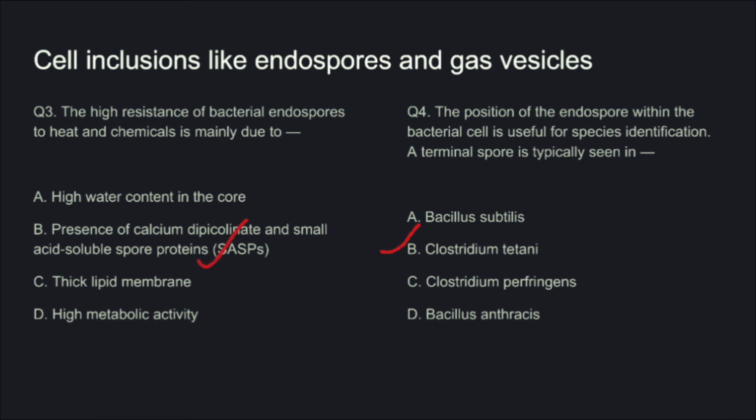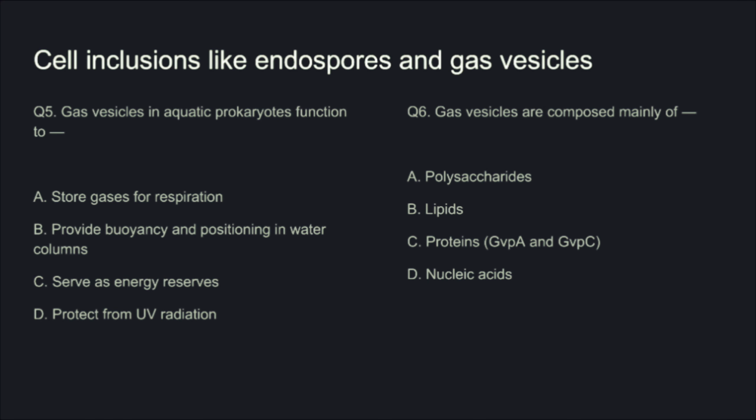Okay. Question number 5. Gas vesicles in aquatic prokaryotes function to. Options are A. Store gases for respiration, B. Provide buoyancy and positioning in water columns, C. Serve as energy reserve, D. Protect from UV radiation. So the correct answer for this question is option B. Provide buoyancy and positioning in water columns.